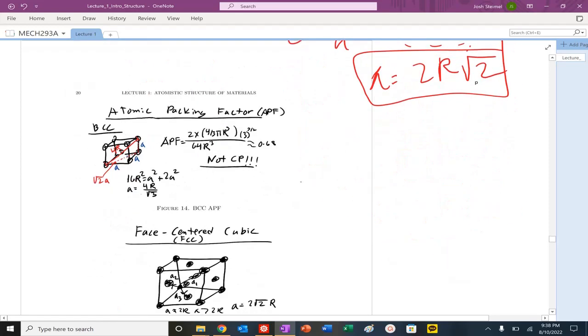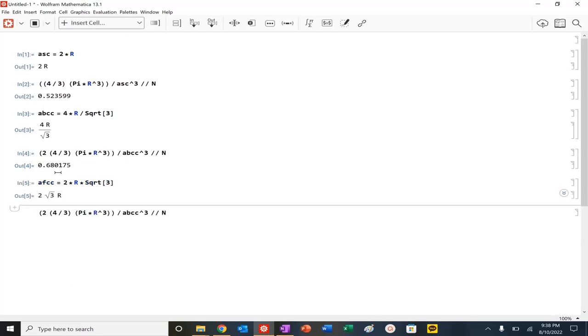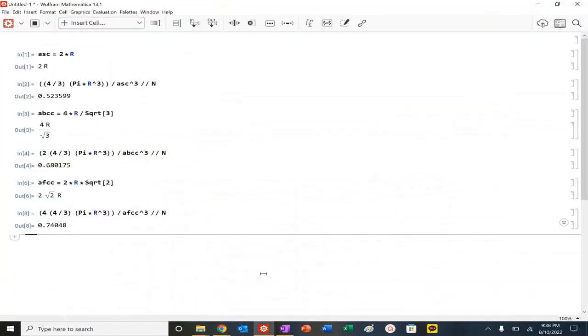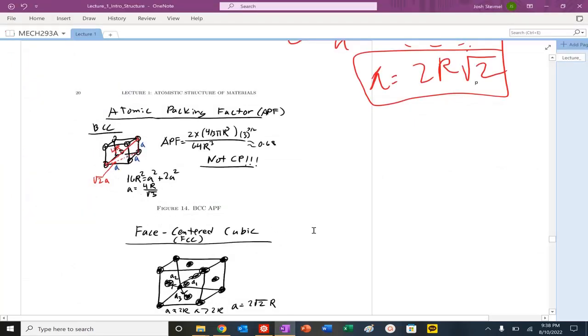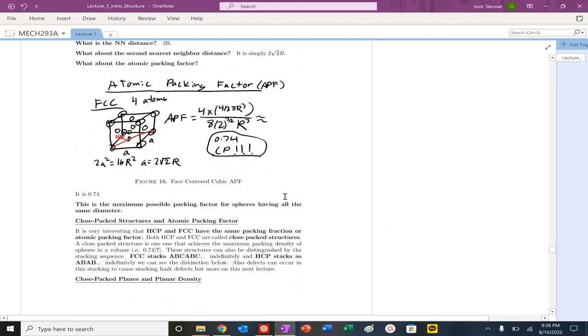Is this a close packed plane? Let's figure it out. We know the formula at this point. I'm going to copy this, put it down here. A FCC is equal to 2 times r times square root of, not square root of 3, square root of 2. Glad I caught that. That would have been a long time. And then again, 0.74. So that is indeed, we've got Yahtzee, everyone. That is indeed a close packed structure. So there will be a close packed plane in here, and we'll get to that in the next part.